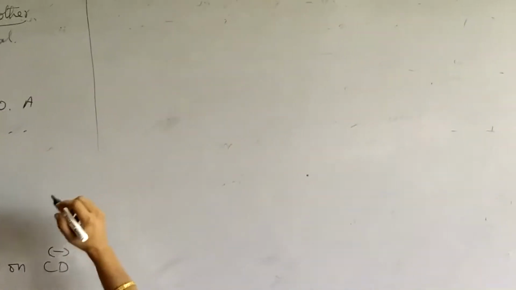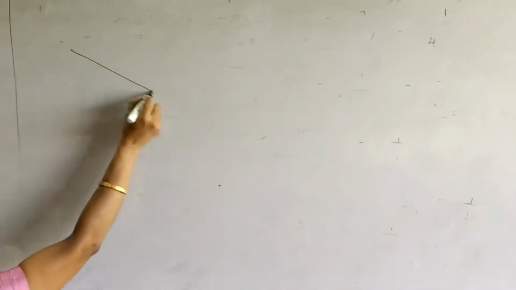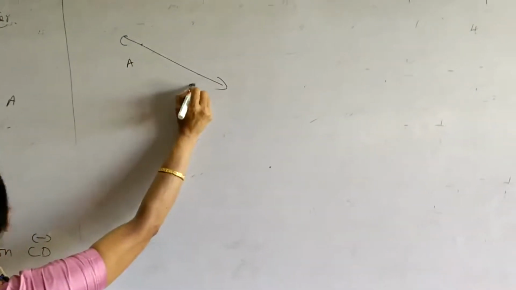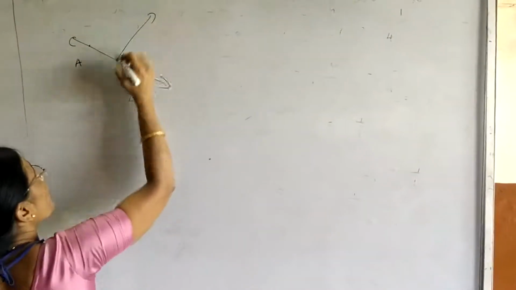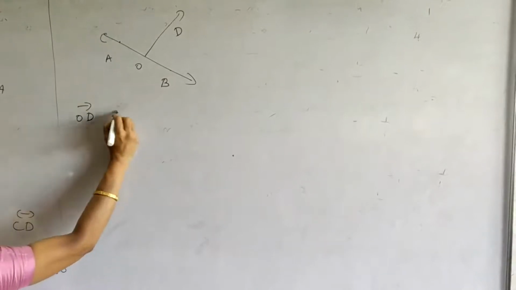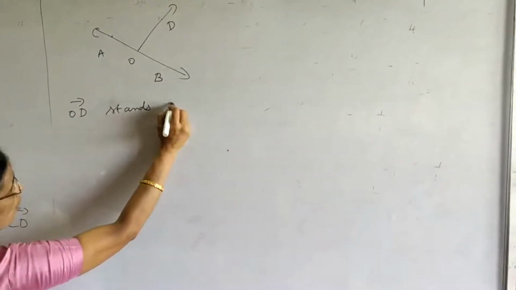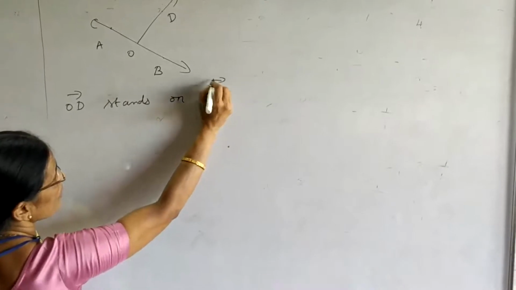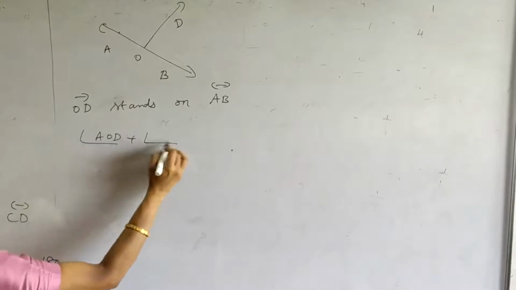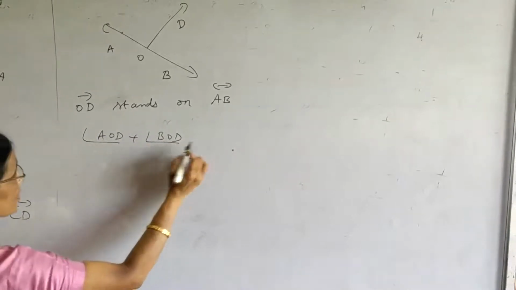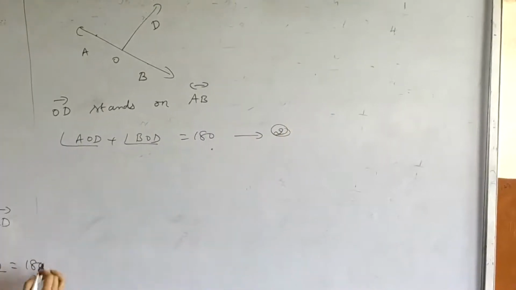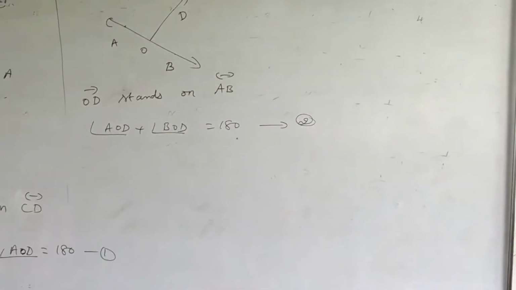I am going to take another line AB. You can see AB is a line. Again, OD is a ray stands on AB. Therefore, I write ray OD stands on line AB. So according to the same axiom, we have AOD plus BOD is equal to 180. I take this as the second result and this as the first result.